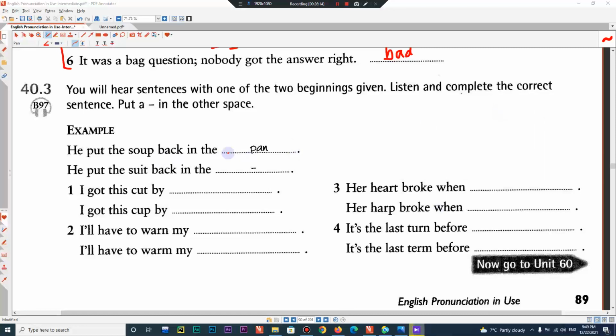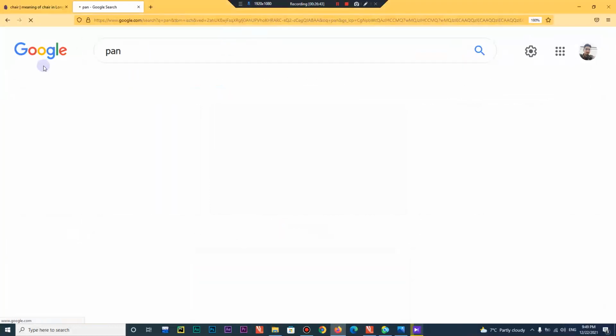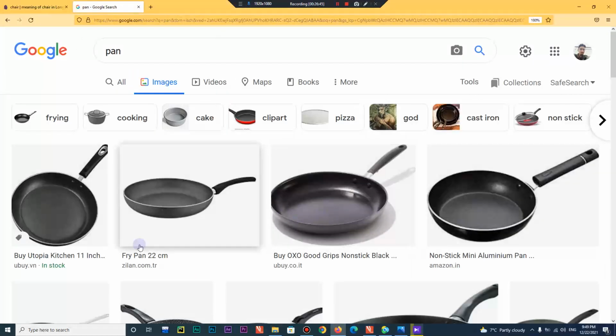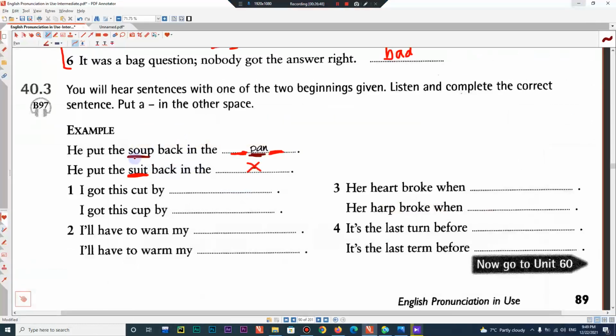So he put the soup back in the pan. You should fill in the blank with pan. He put the soup back in the pan. Remember, it's not suit, and here you shouldn't write anything because suit is a kind of clothes, a form of clothing, and it's not what we want. Now we are talking about food, soup, because you put it back in the pan. And if you don't know pan, this is a pan. So we're talking about food, and this is a pan. So we want to get soup, and this one is not used here.